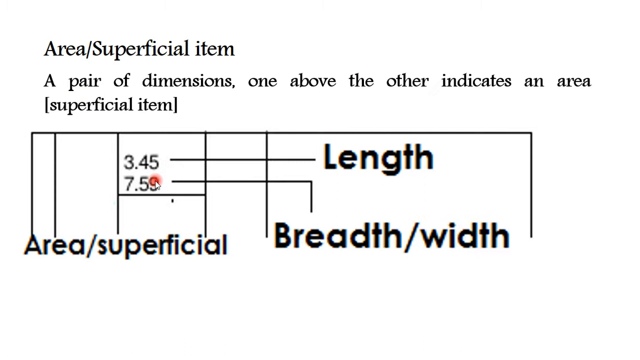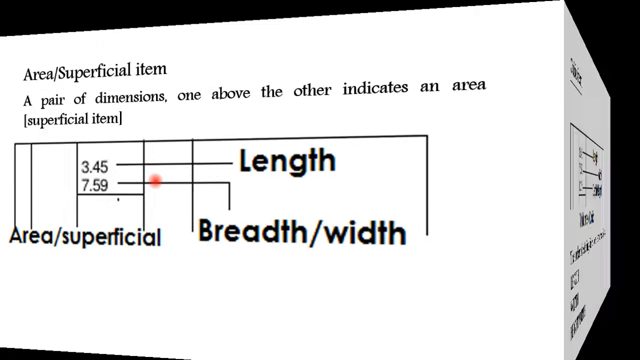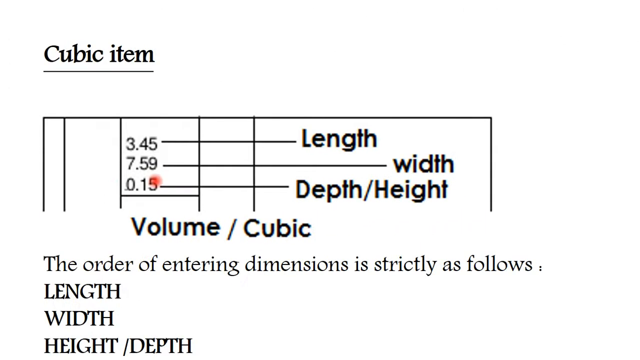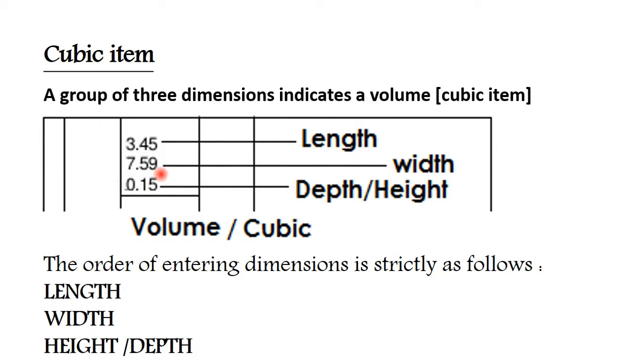And next is the cubic item. So in the cubic item, a group of 3 dimensions indicates the volume, or maybe a cubic item. So we have 3 dimensions and then a line. But if we had these 3 dimensions, each separated by a line, those would have been linear items. But in this case, we don't have any line below these figures, except for the third, which means that all these are cubic items.